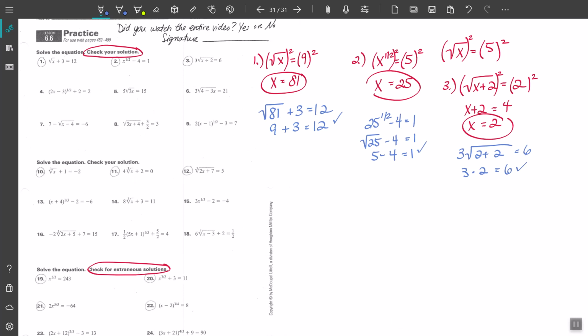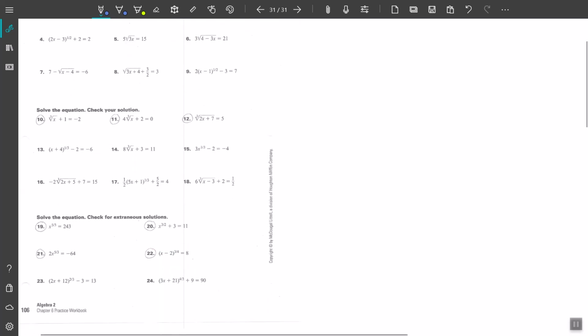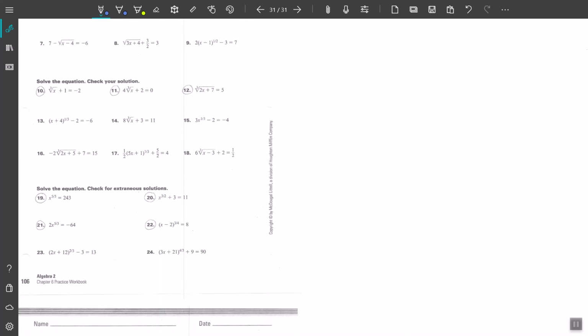Okay, so if you worked all those out, you should see that they all gave us true statements in the end. So that means that each of those solutions does work for these problems. There are no extraneous solutions for these 3. Now 10 through 12, we're going to do the exact same way.